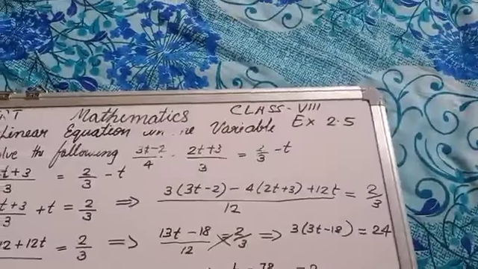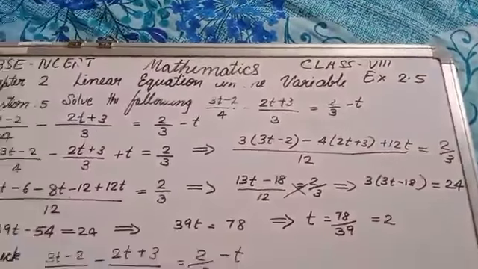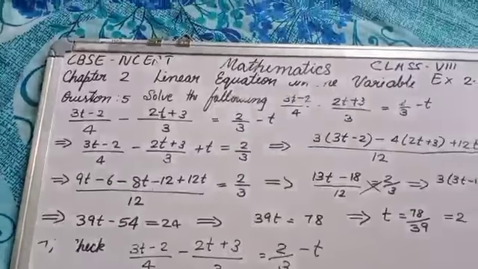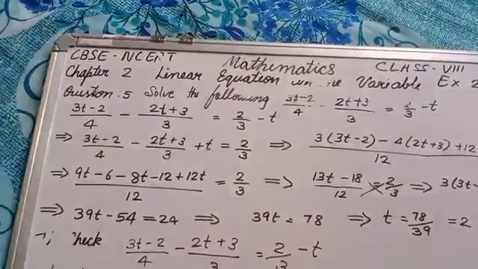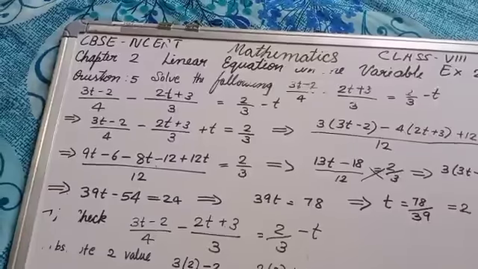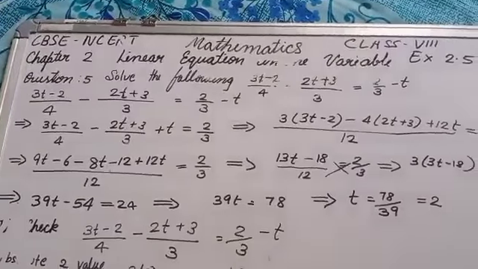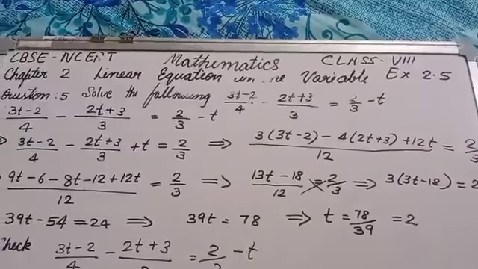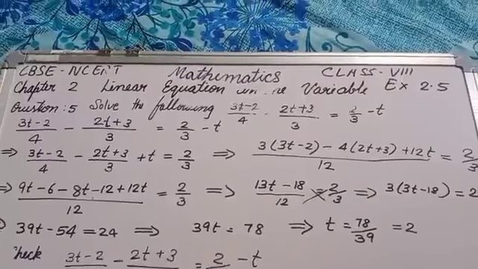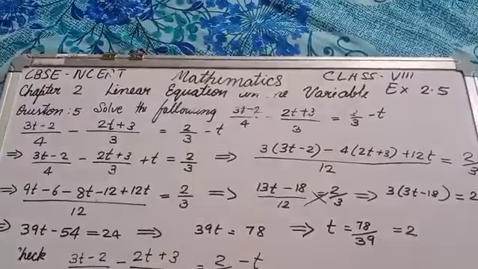3 into 3t minus 18 is equal to 24. After this, 39t minus 54 is equal to 24. In the same way, 39t is equal to 78. If we keep t and write 78 divided by 39, it is equal to 2. So we have got the value t is equal to 2.